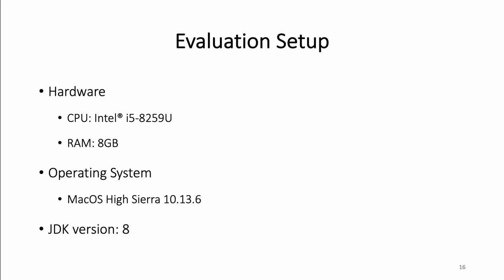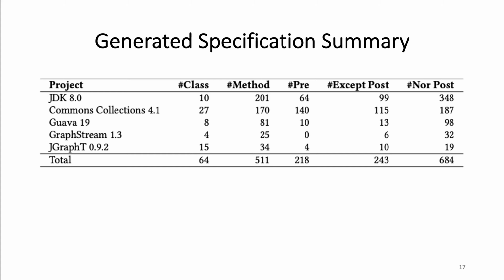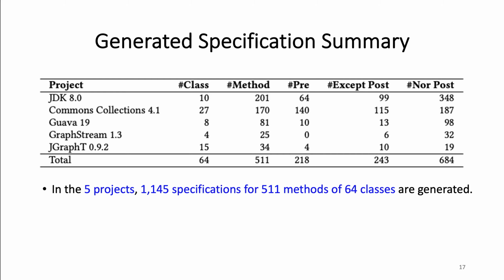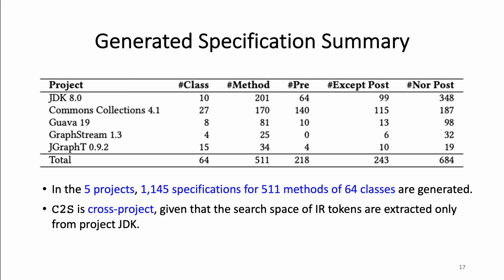Now is the evaluation part. We evaluate our approach on 5 projects, and the table summarizes our results. In total, we can generate 1,145 specifications for 511 methods of 64 classes. This table also shows that our system is cross-project, since the search space of IR tokens are extracted only from the project JDK, but we are able to generate specifications for other projects.